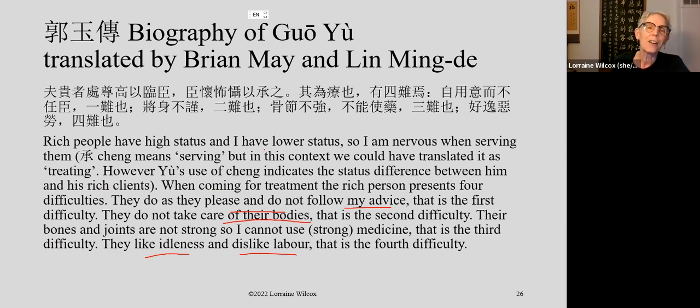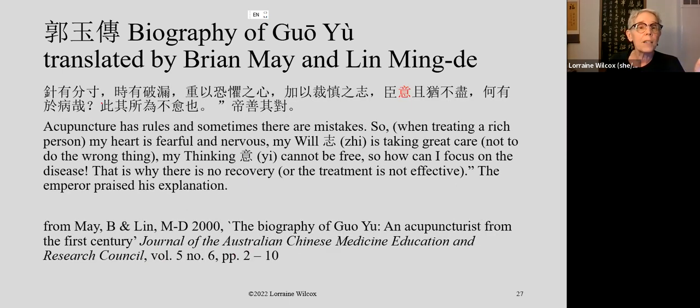So he says not only does he feel like imposter syndrome in front of the rich and noble patients, but also they do things to sabotage their own treatment. But he says acupuncture has rules and sometimes they're mistakes. So when treating a rich person, he's fearful and nervous, and his will, his zhi, takes great care, and his E, and here instead of concentration as they called it before, they're translating it as thinking, his E cannot be free. So how can I focus on the disease? And that's why I have a hard time treating rich people. And the emperor said, that's pretty cool. Okay, that's a good explanation.